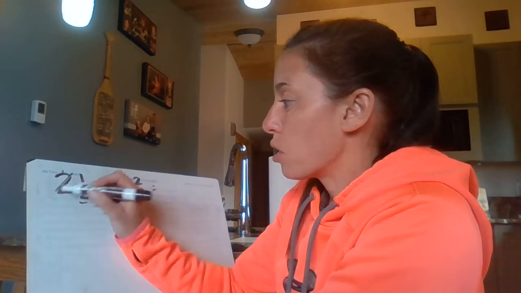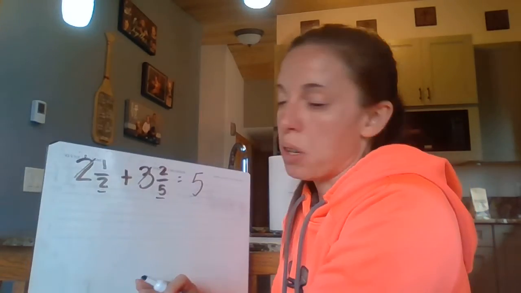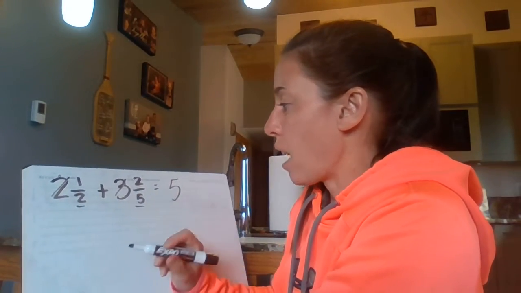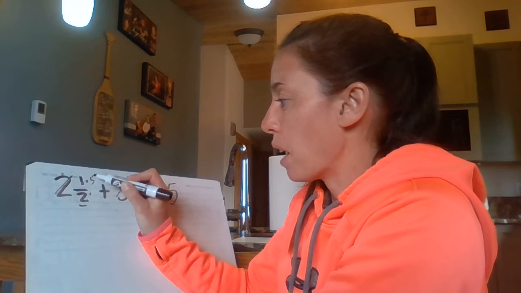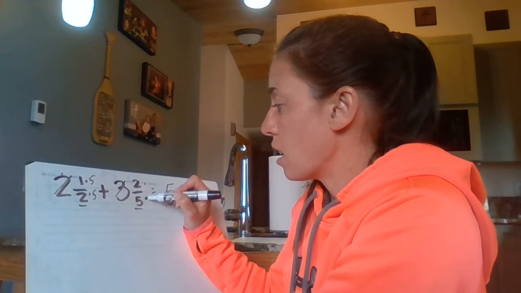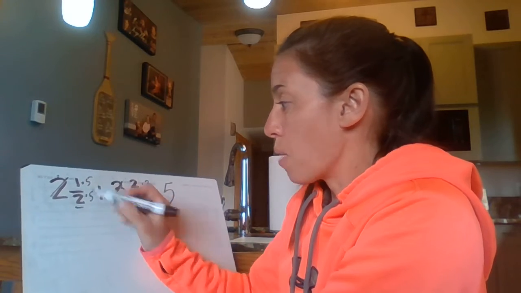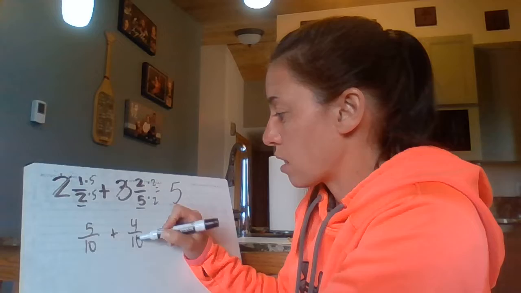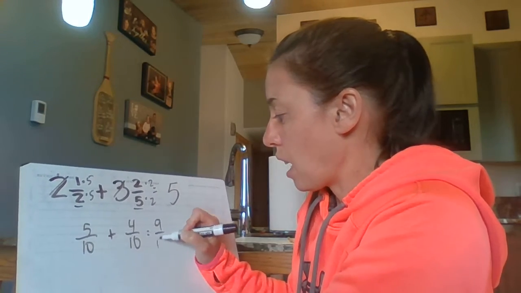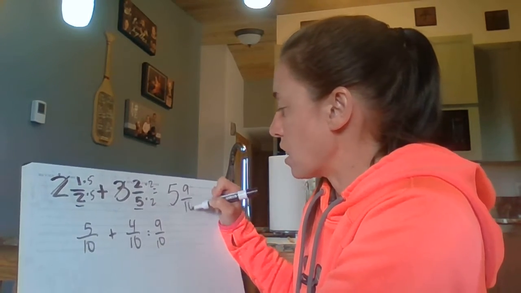So I've got 2 plus 3 is 5. I'm going to throw my whole number over there right now. 1/2 plus 2/5. I need to multiply this side by 5 and this side by 2. I'm going to get 5/10 plus 4/10. I add those up, I get 9/10, so 5 9/10.